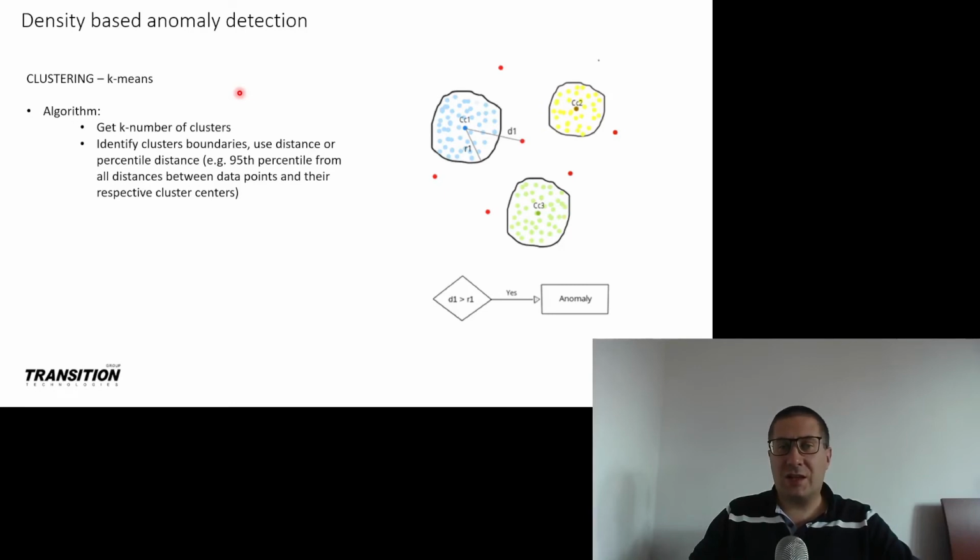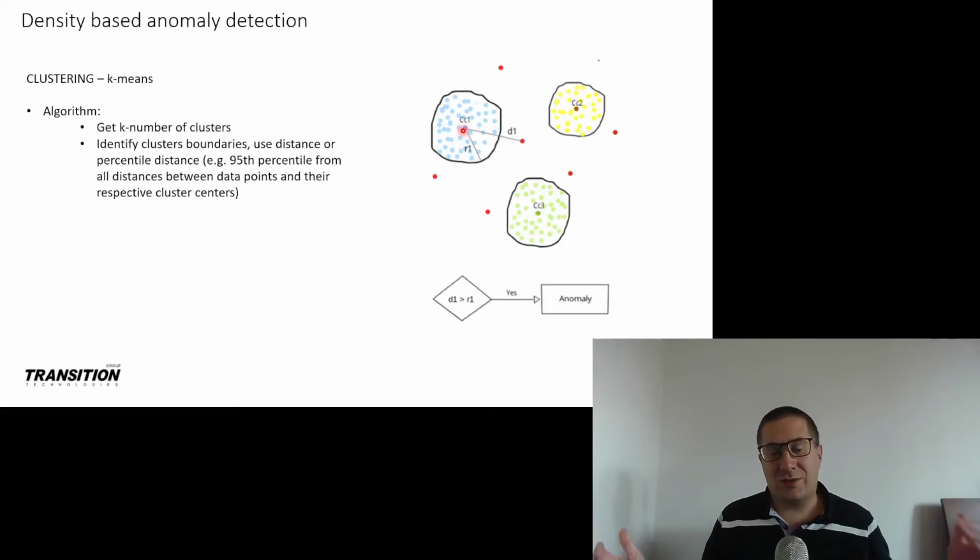Here we can see that the algorithm detects 3 clusters. They have different colors. Now we can try to define boundaries of those clusters using distance or percentile distance. For instance, the border can be set on the 95th percentile of all distances between data points and their respective cluster centers. So we have the distance from this point to here, from this point to here, from this point to here, all the points from this cluster. We know the distance to the center, and we can set up the border on the maximum distance or the 95th percentile of all those distances.